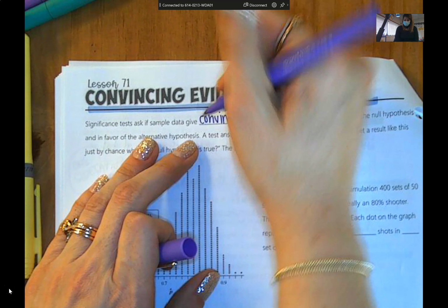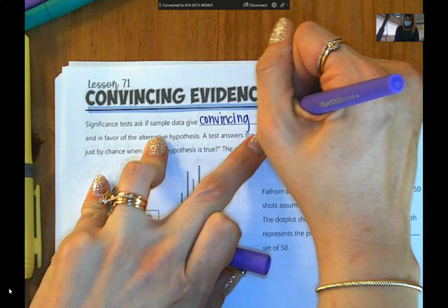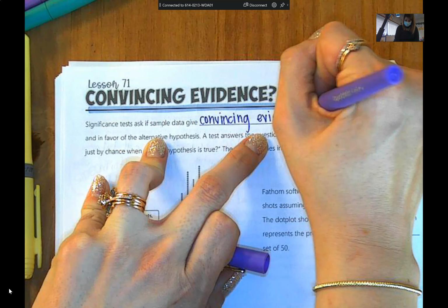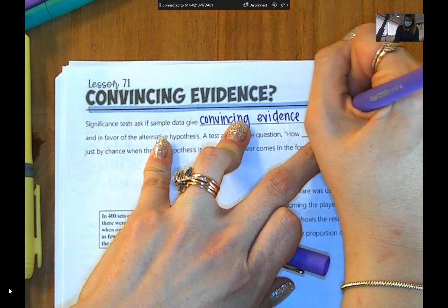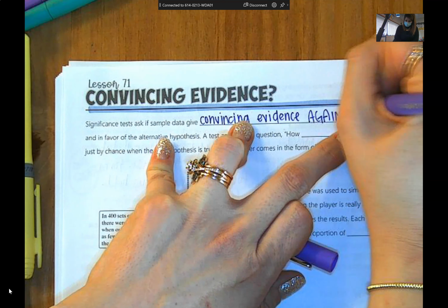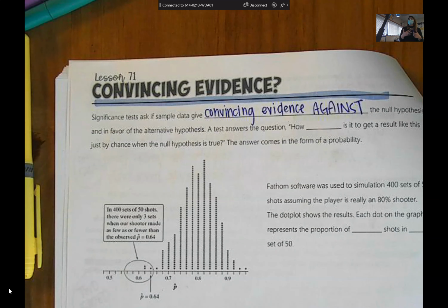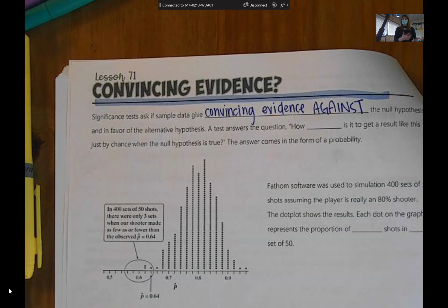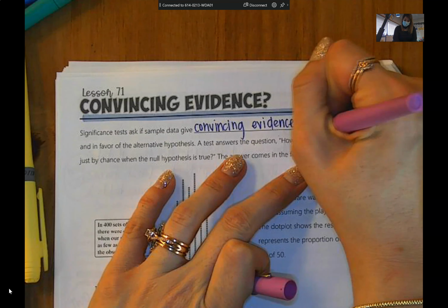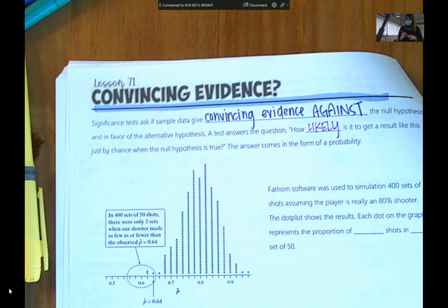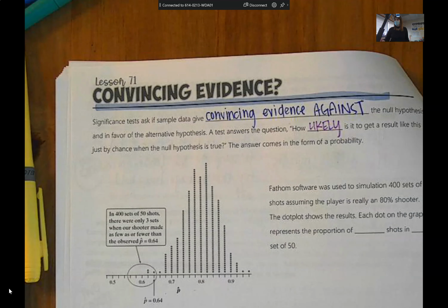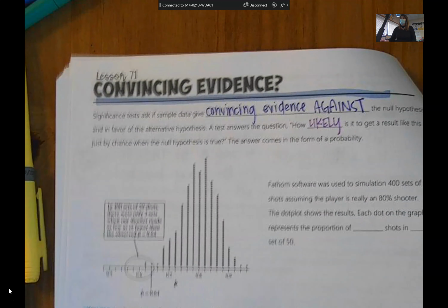Significance tests ask if sample data gives convincing evidence against the null hypothesis. And that convincing evidence will be in favor of an alternative. A test answers the question, how likely is it to get a result like this just by chance if the null is true? And we answer that with a probability.